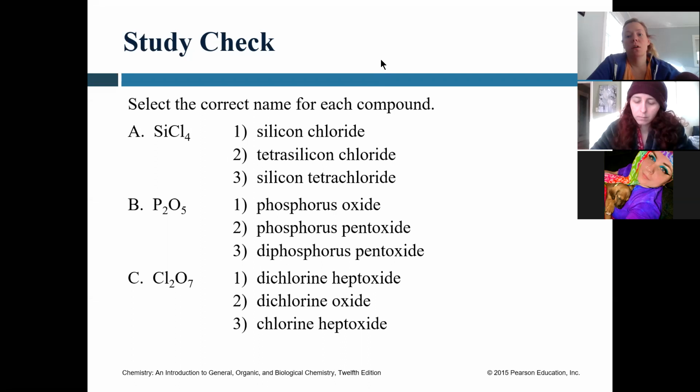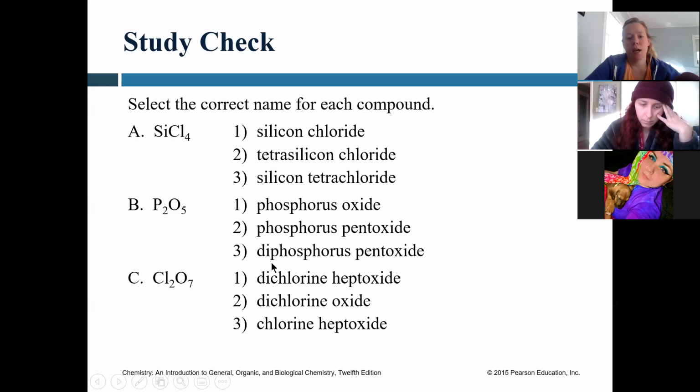Okay, so silicon, in this case, we just have one of them. So we're going to just use silicon. And then we wouldn't say silicon chloride because we need to specify how many chlorines we have. So tetrachloride. We don't flip flop, so we wouldn't call it tetrasilicon chloride. The flip flopping only happens with metals and nonmetals.